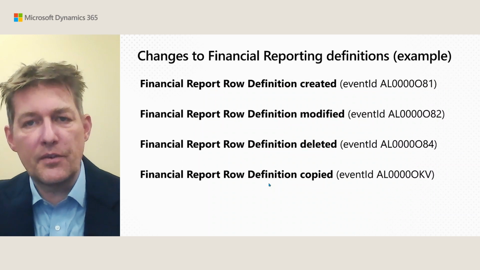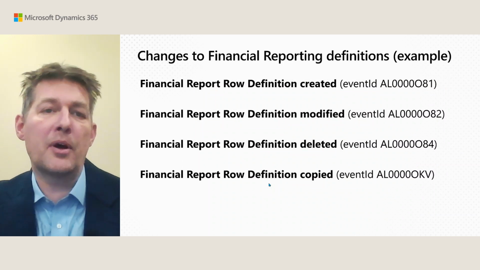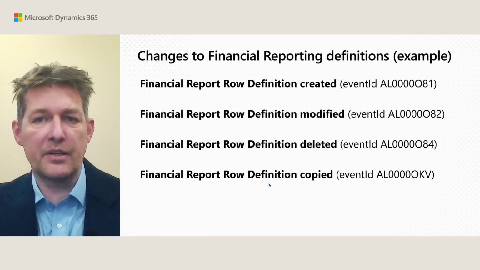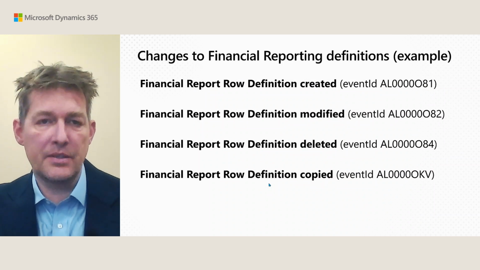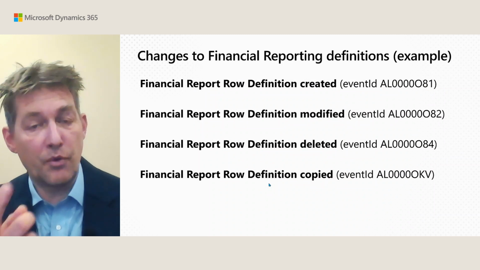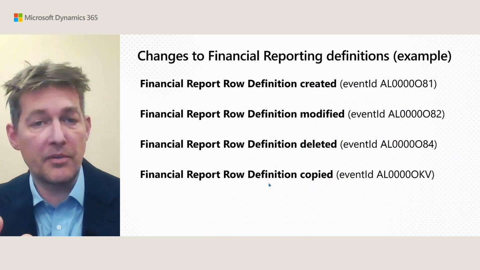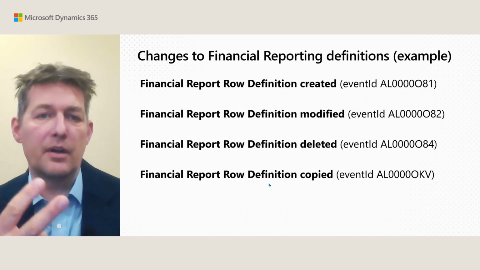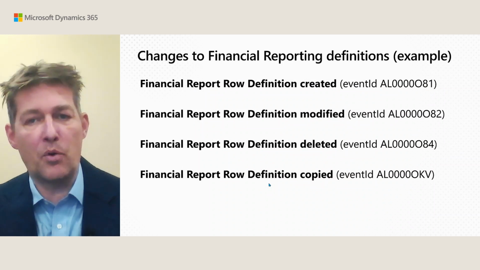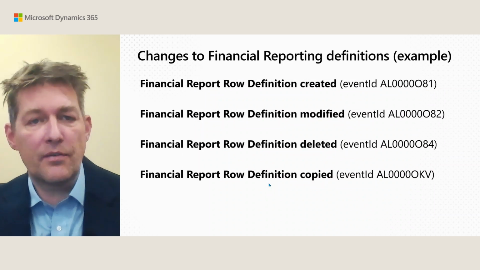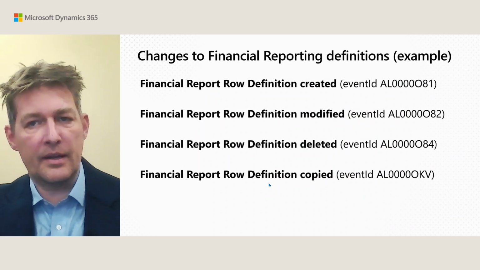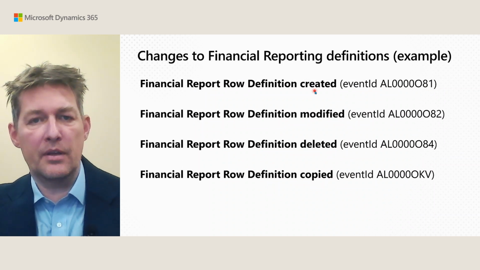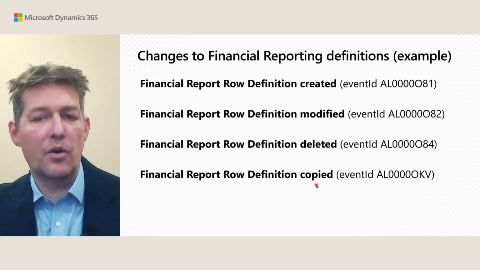The next class of signal is about changes to definitions in financial reporting. And there are 3 different types of definitions in place in financial reporting. The first one is row definitions. The second one is column definitions. And these 2 together are combined in a report definition. And for each of these types of definitions, you get the lifecycle. So whether this definition was created, modified, deleted, or copied.